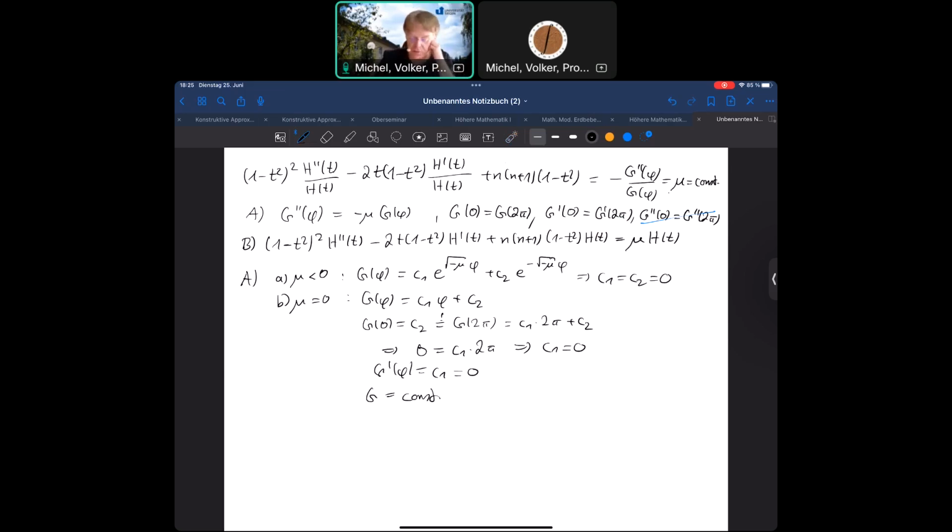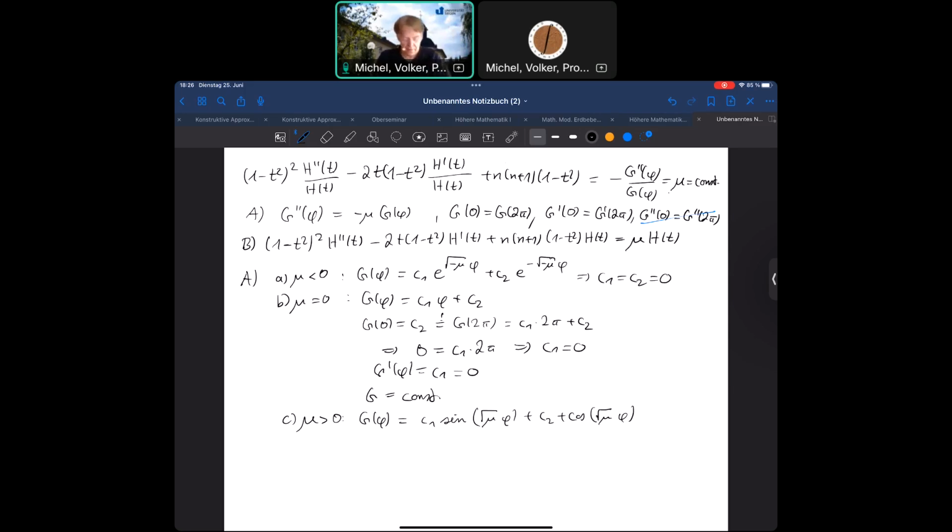This is a possible solution. For mu being 0, you can get from this equation that G is a constant function. Okay, now the third case, still missing: mu is positive, which means I have a negative coefficient here. And again, by looking at the theory of such differential equations, you see that there is the following general solution: a constant times the sine of square root of mu times phi plus another constant times the cosine of square root of mu times phi.